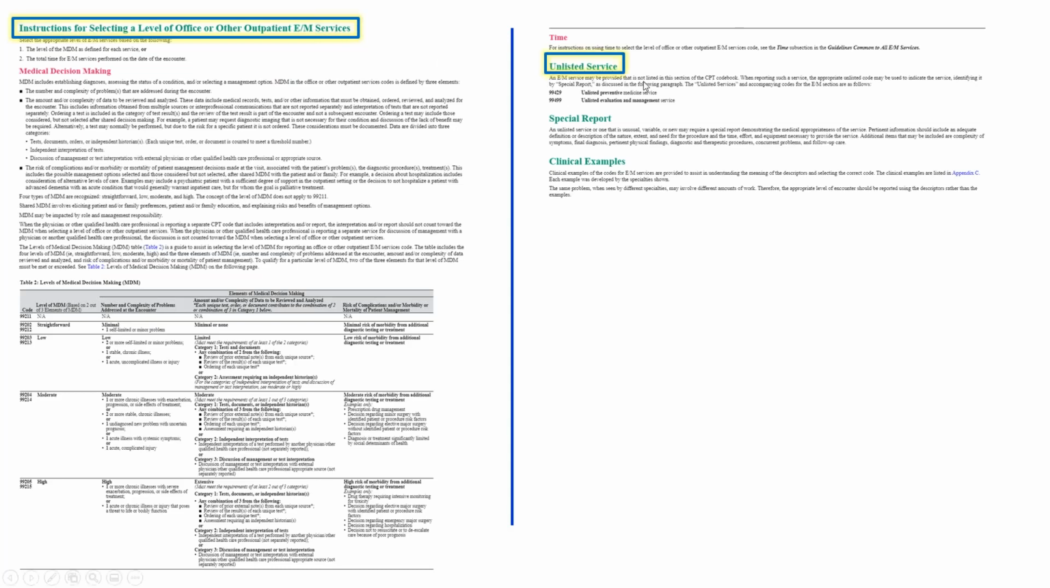And finally, unlisted codes. Also, with unlisted codes, you too have to submit a special report. And finally, we have clinical examples. These are additional scenarios if you want to test your knowledge.